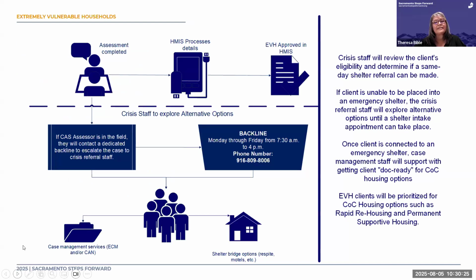So once an assessment is completed, the crisis staff will review the client's eligibility and determine if a same-day shelter referral can be made. If the client is unable to be placed into an emergency shelter, the crisis referral staff will explore alternative options until a shelter intake appointment can take place. Once a client is connected to an emergency shelter, the case management staff will support the client in getting them document ready for COC housing options. EVH clients will be prioritized for COC housing options, such as rapid rehousing and permanent supportive housing.